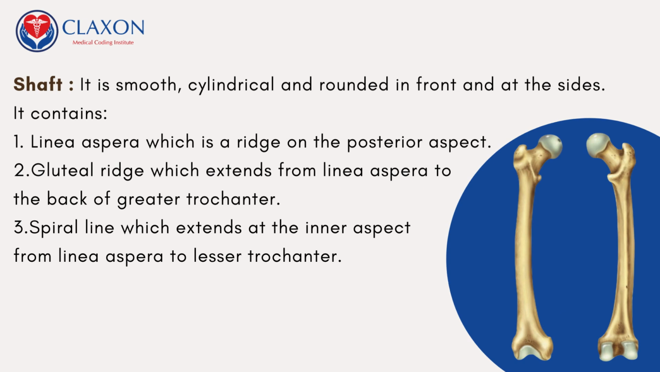It contains 1. Linea aspera, which is a ridge on the posterior aspect. 2. Gluteal ridge, which extends from linea aspera to the back of greater trochanter. 3. Spiral line, which extends at the inner aspect from linea aspera to lesser trochanter.